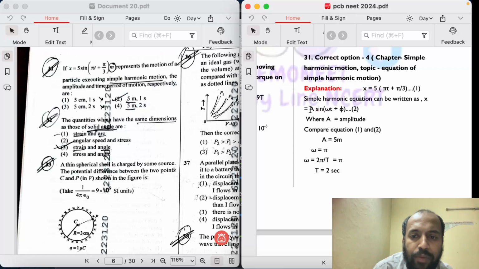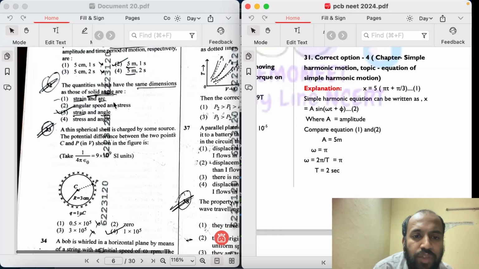Now if you compare it with the general equation, this is my general equation, a sine omega t plus phi, and if you look here, omega is equal to pi. But what is omega? That is angular velocity, given as 2 pi divided by T, so 2 pi by T must be equal to pi if we compare with this. So pi will get cancelled, T would be 2 seconds. So the correct option is number 4, 5 meter and 2 seconds.